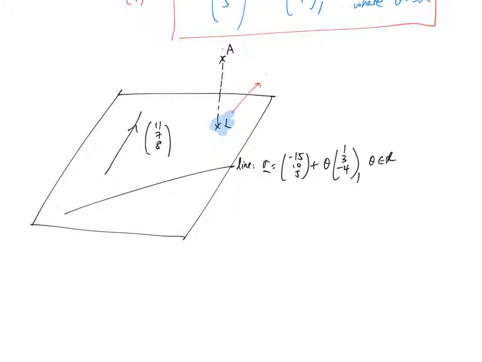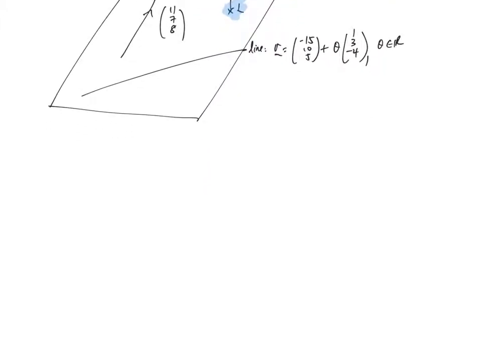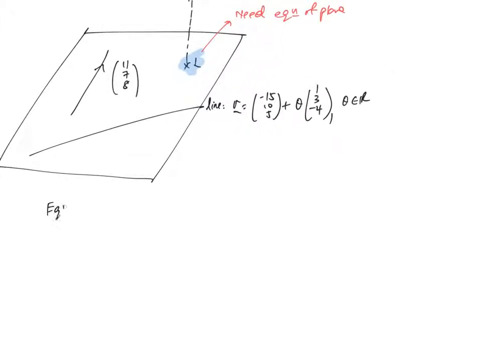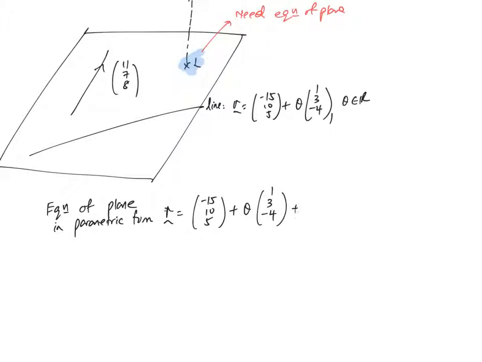To find this, you really need the equation of the plane, and probably the most useful form is the scalar product form, not just any form. Just looking at this, you can find the equation of the plane in parametric form quite fast. You can see it right away: r equals negative 15, 10, 5 plus theta of 1, 3, negative 4 plus alpha of 11, 7, 8, where theta and alpha are real.